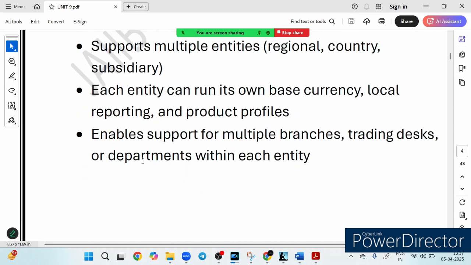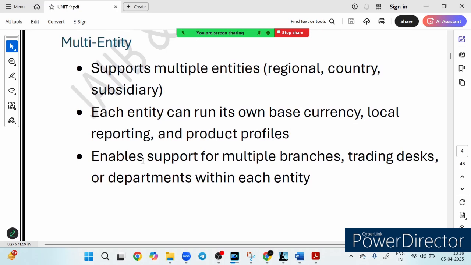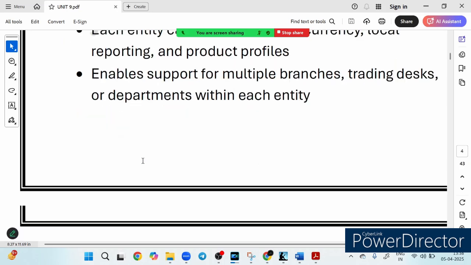Then we have multi-entity, which means a system for banks with global reach. Big banks operate in many countries, many regions, many subsidiaries. This system allows each entity to have its own currency, local rules and product range, and still work under the same software umbrella. Even within one bank, it can support multiple departments, branches or trading desks, each having its own room but sharing the same smart brain. That is called multi-entity. Then we have the multi-branch concept.